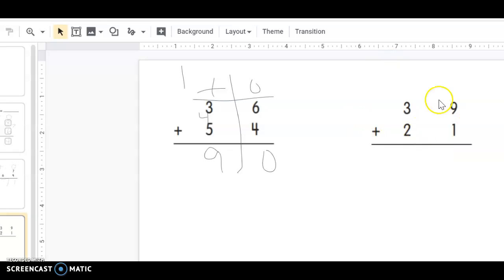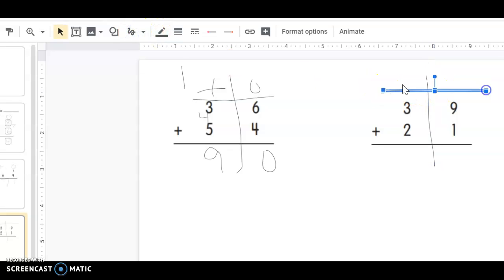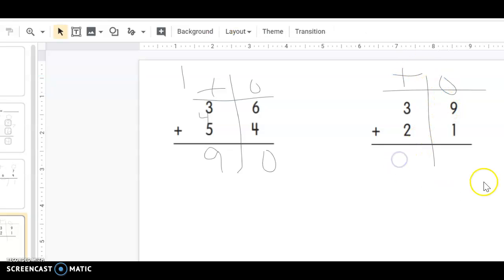Take a minute if you did not already and write this problem. If you want, draw your line straight down. This really helps us separate our tens and our ones column. I am busy writing the number 2 or the word 2. I hope you are as well. Which place do I start with, tens or ones? Let's start with the ones.